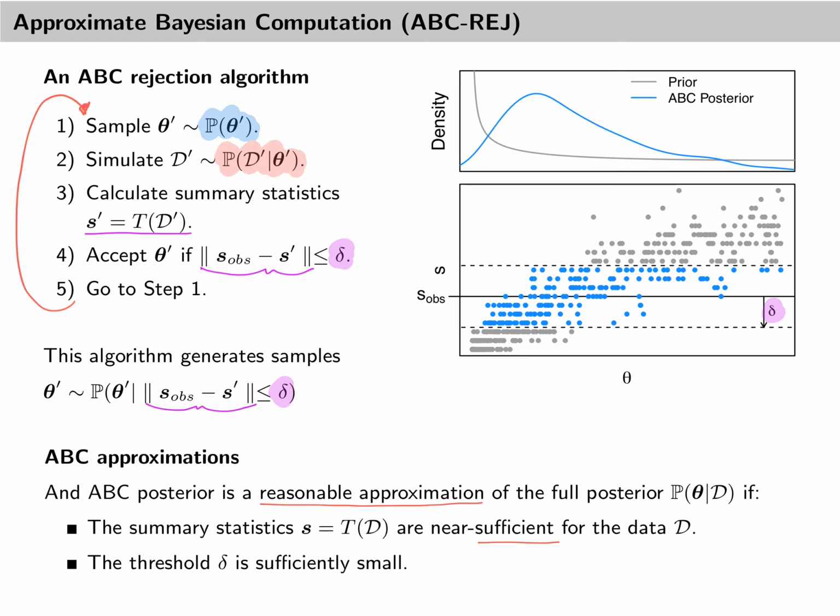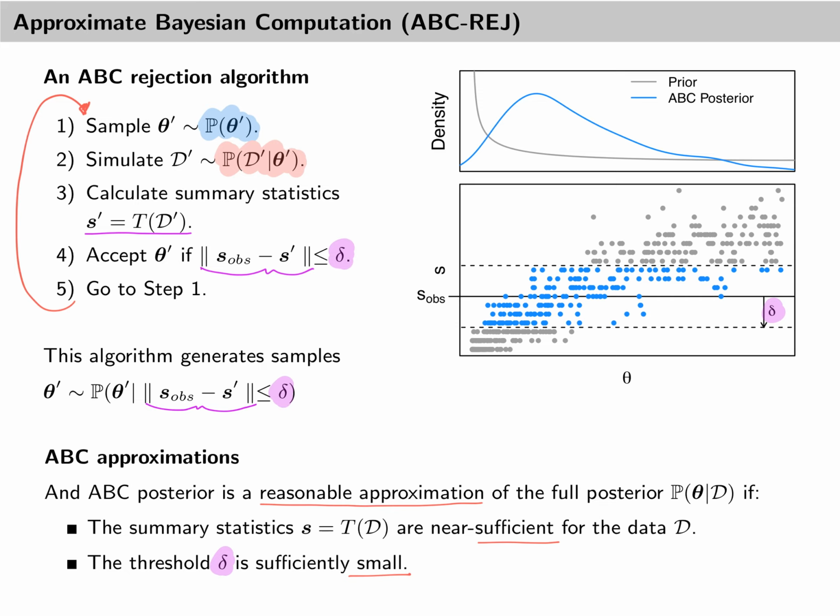Obviously, this means we will have much less power to infer the parameter vector theta when using those summary statistics than the full data. The second condition to be fulfilled is that the threshold delta is sufficiently small so that the accepted simulations produce summary statistics that are really very close to S observed. If the accepted summary statistics are pretty far away from S observed, then it means, again, that we have a loss of power in our inference.